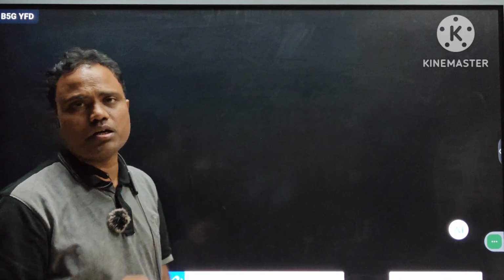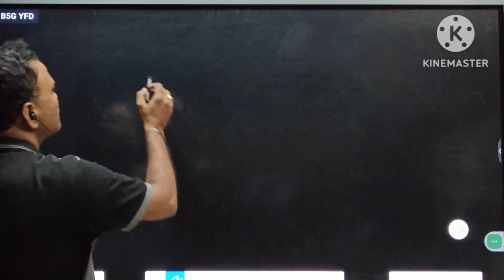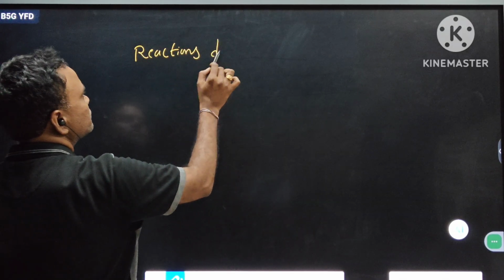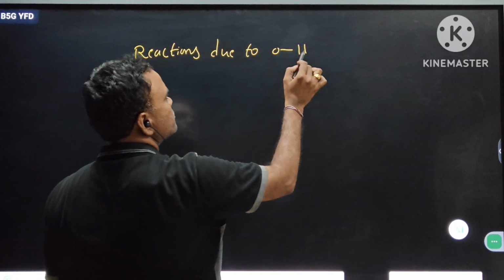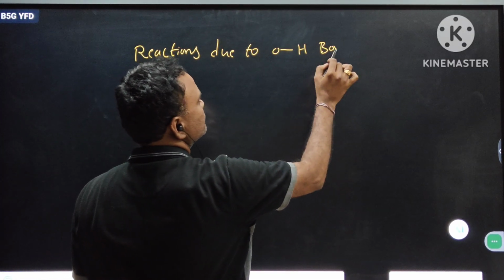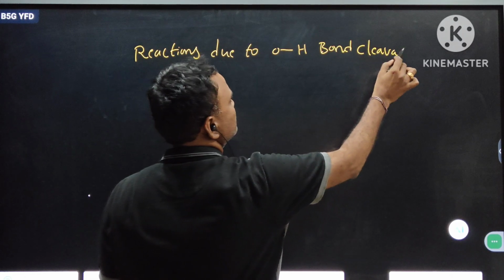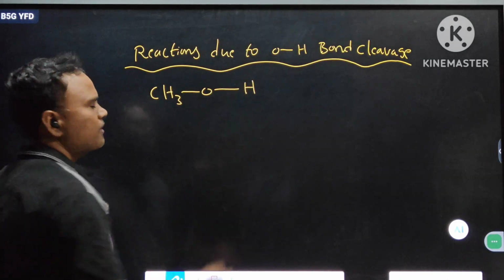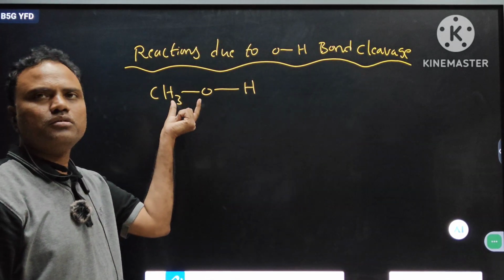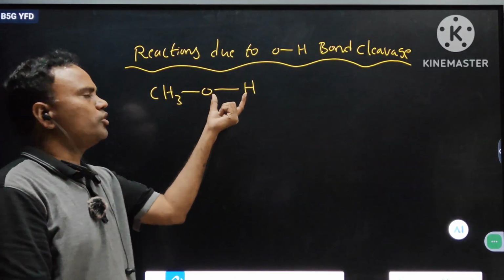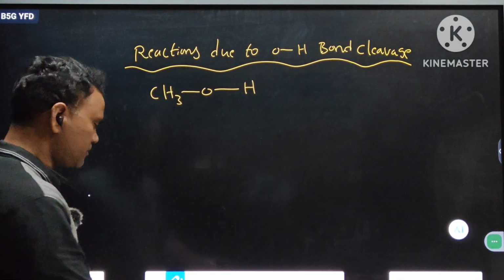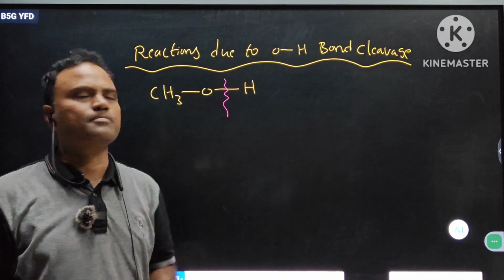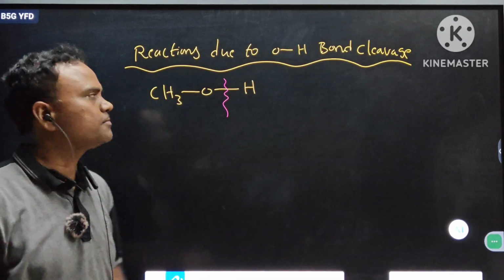But these are very few compared to CO bond breakage. These are very few and easy also. Reaction due to OH bond breakage or cleavage. Once again, look at this, all of you. Alcohol has two types of bond: CO bond breakage, OH bond breakage. CO bond breakage is over already. Next, OH bond breakage. Okay, let us start.